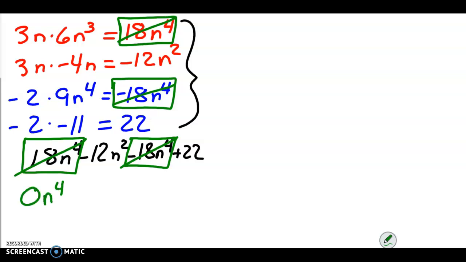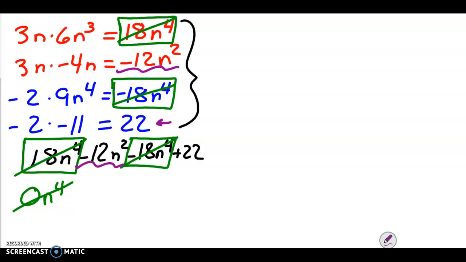Well, 0 times anything, even a variable, is going to cancel out to be 0. Okay, so that is gone, and you don't have to account for that. You don't have to write that 0 down there. So now all we have left, I've got a negative 12n squared. Are there any other n squared terms? No, the only other term is a 22.